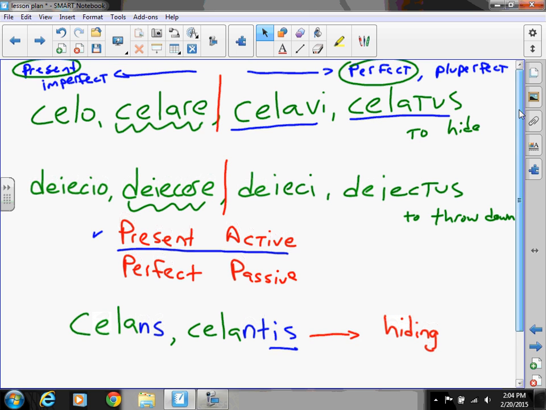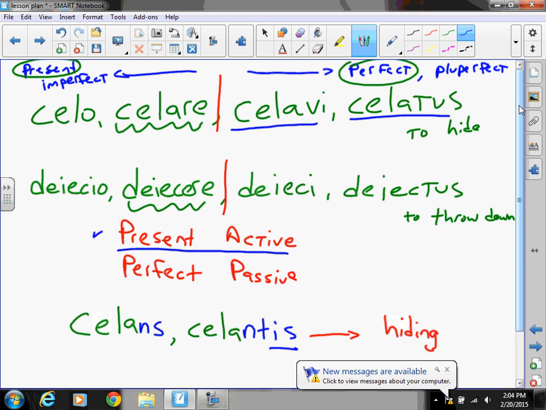Whenever I have a perfect passive participle, once again, we don't want to deal with anything on this present side. We want to deal with something on the perfect side. So we start with one of our perfect stems. Now, the third principal part, that's 1, 2, 3, is a perfect active stem. The fourth principal part is a perfect passive stem.